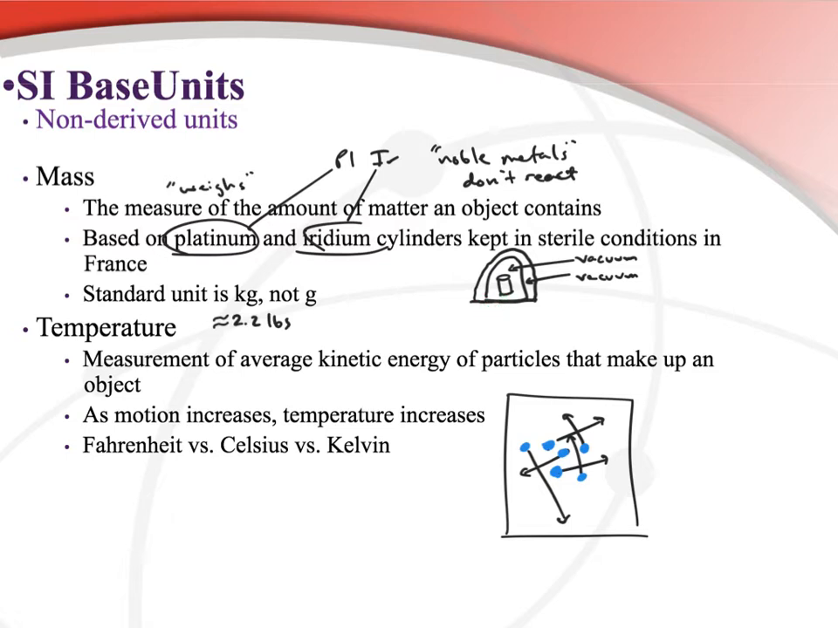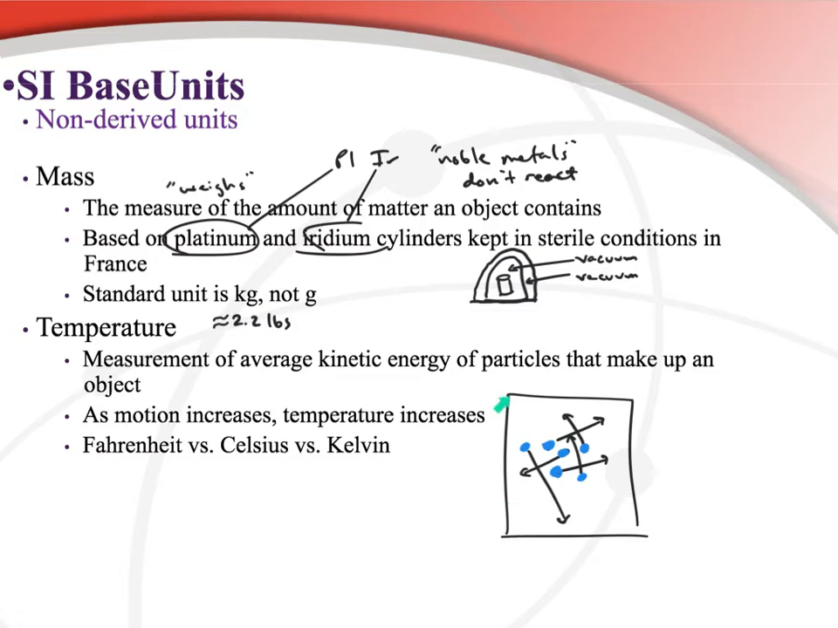It's based off these cylinders, okay? Temperature is really the measurement of the average kinetic energy of the particles that make up an object. So the temperature of the room you're in, what you are experiencing, is the average kinetic energy of those particles. How fast are they moving?